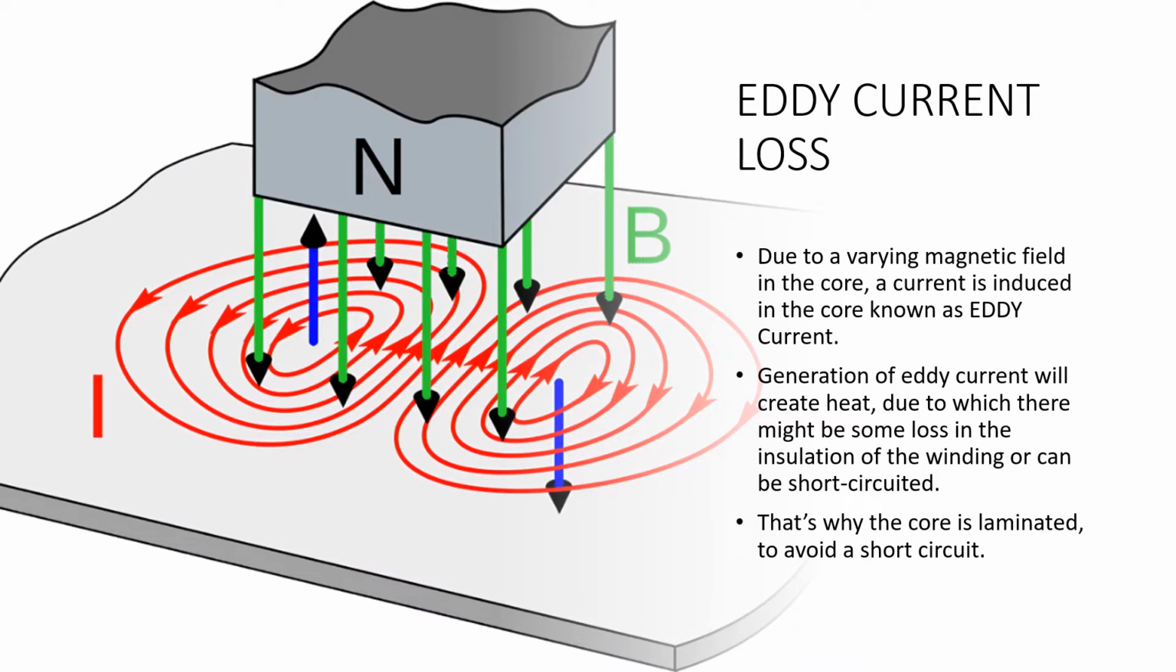Now, we know that due to a time varying magnetic field in the core, a current is induced in the core itself. Our purpose in the transformer is to induce current in the secondary coil. But since the core is also magnetic, due to the time varying magnetic field, current is induced there also. This is known as the eddy current, and the heat generated due to this current is known as eddy current loss. We can minimize this by laminating the core to avoid the short circuit. If we laminate the core, that is, use several layers of the core insulated from each other, then the current induced will be small. Although current will still be induced, we'll get minimum core loss, minimum eddy loss.